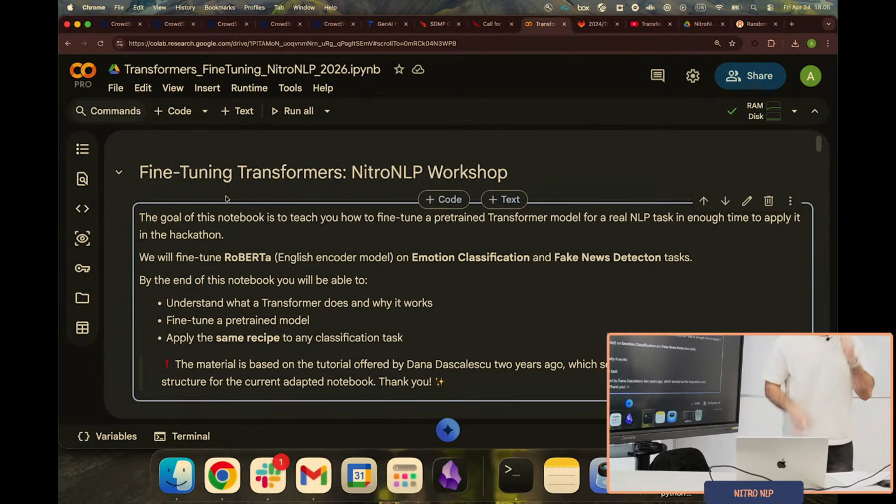Hi everyone, my name is Andy. I'm a PhD student in the second year at University of Bucharest. I'm also working at CrowdStrike on malware analysis and LLMs and stuff like that.